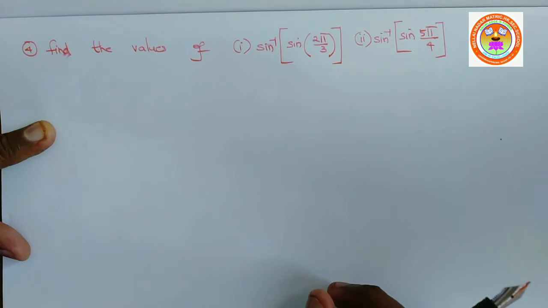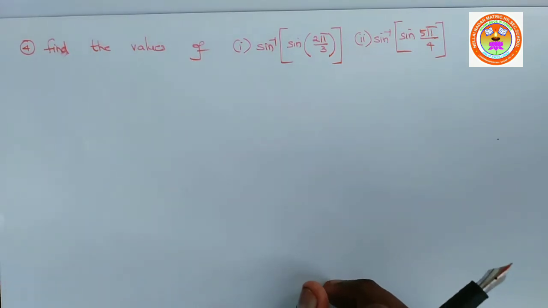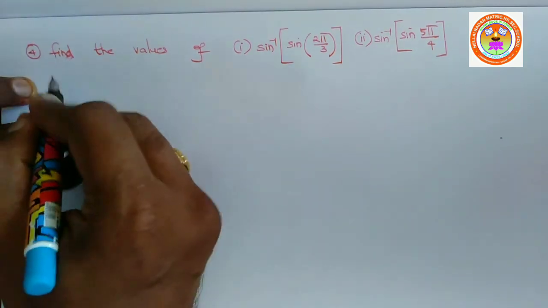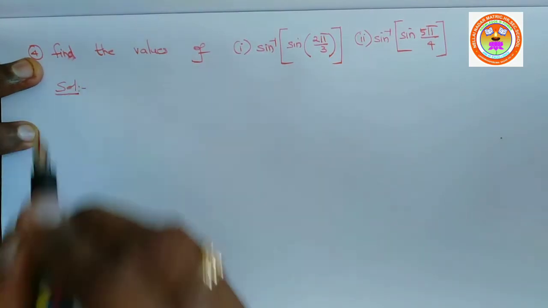Find the values of: first subdivision, sin inverse of sin 2π/3; second subdivision, sin inverse of sin 5π/4. This is a very important sum. Solution. For this we need to learn the property.